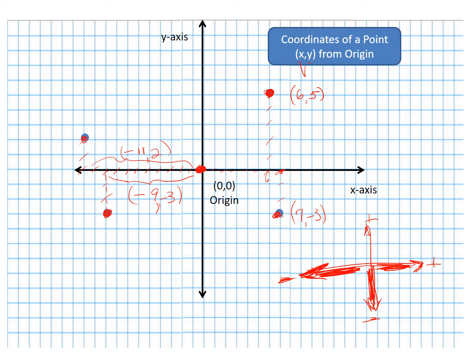Again, the coordinates are just a road map for how to get from the center, from the origin of the graph, to that point. Done.